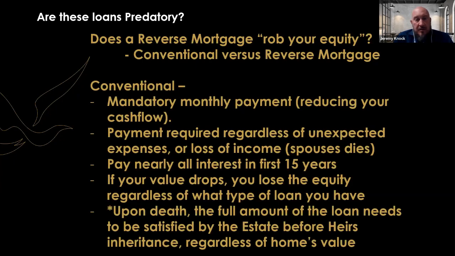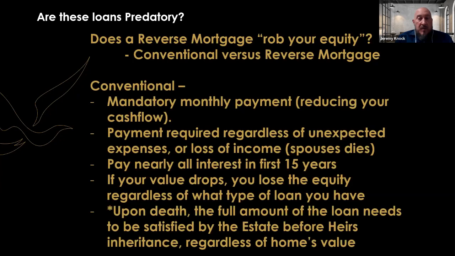The other thing about a conventional loan is that if your value drops, let's say it was 2008 or 2009 repeating, no matter what happens, you lose that equity regardless of what type of loan you have. You could have a first mortgage, a first and second mortgage, or a reverse mortgage. It doesn't matter. If the value drops, the home equity disappears.